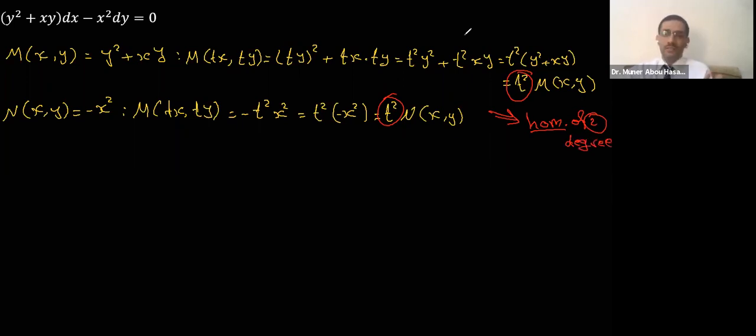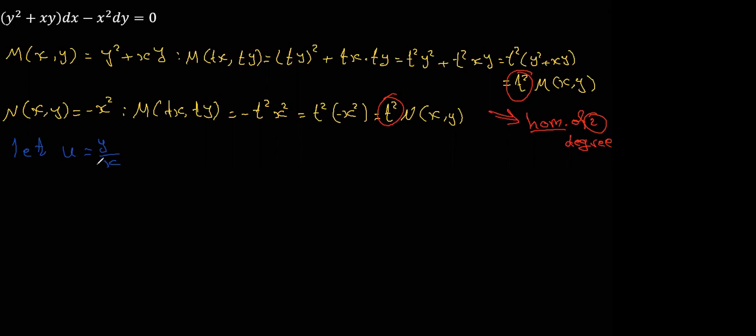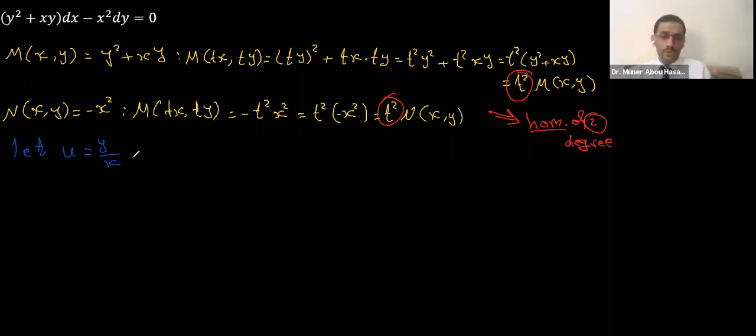To solve it, it's a rule now: if both M and N are homogeneous, use the substitution u equals y over x. Thank you very much, Mohammed. So now, y is x times u. Am I right here? Any question about this step, about this substitution? Now, I need help. What should I do now?